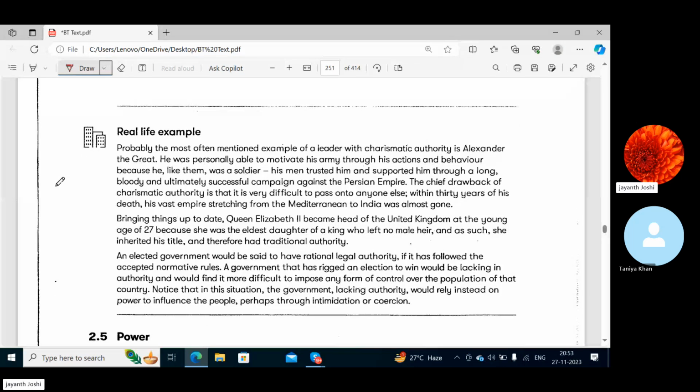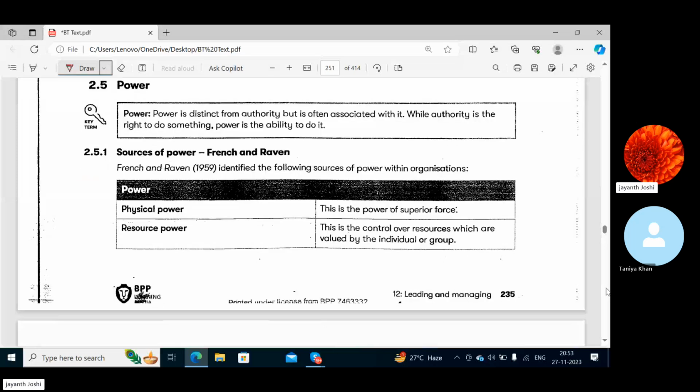Just go through this real life example and tell me what is happening here.